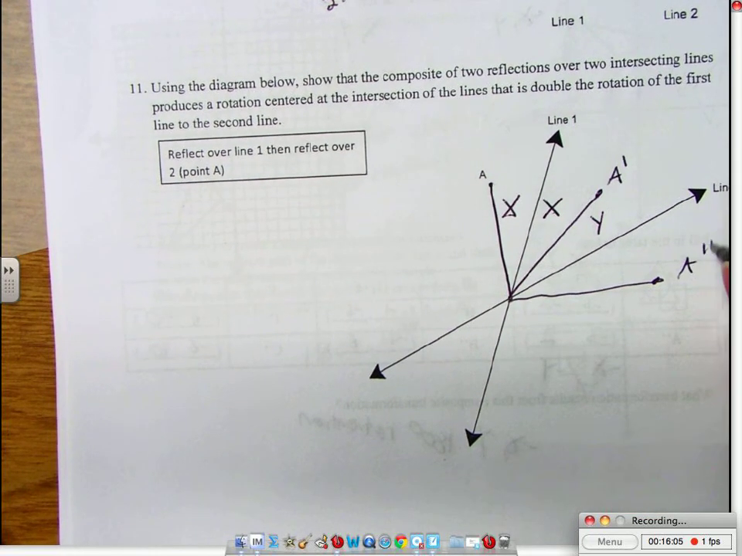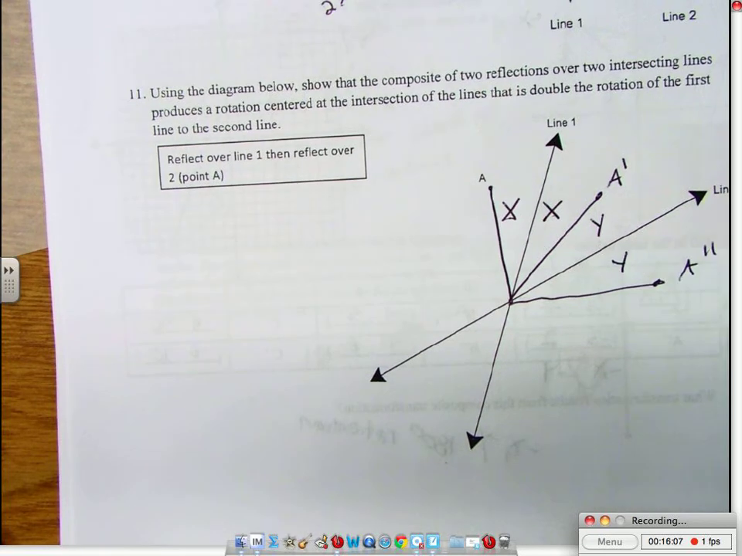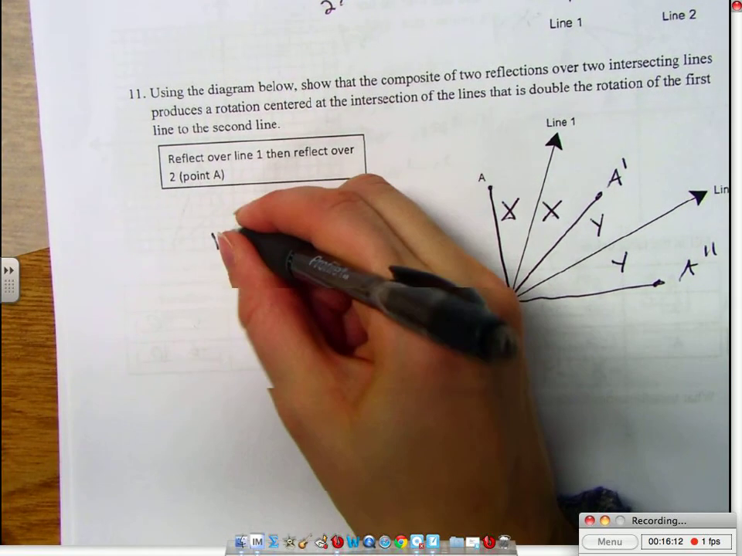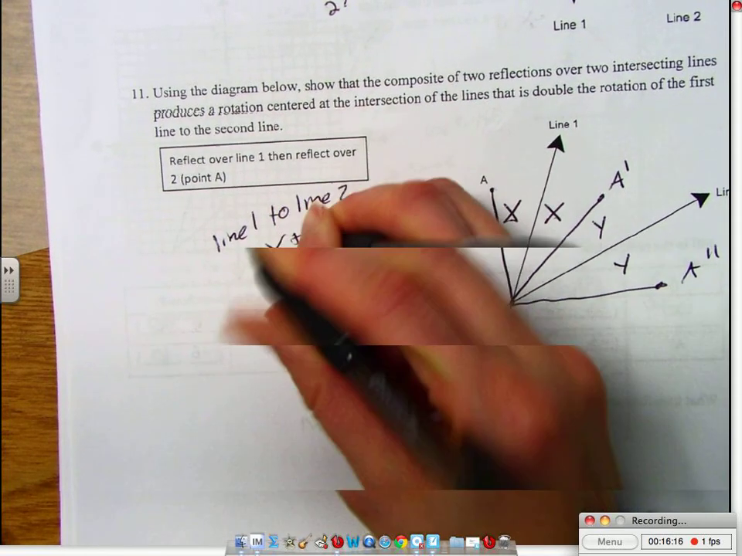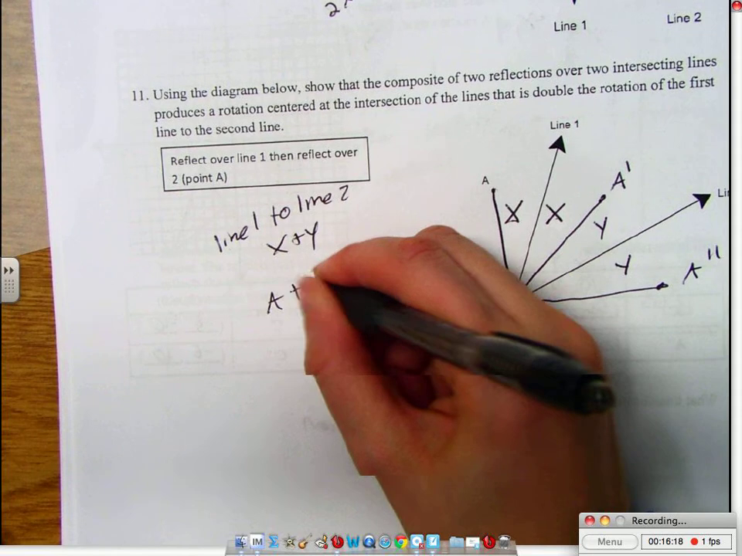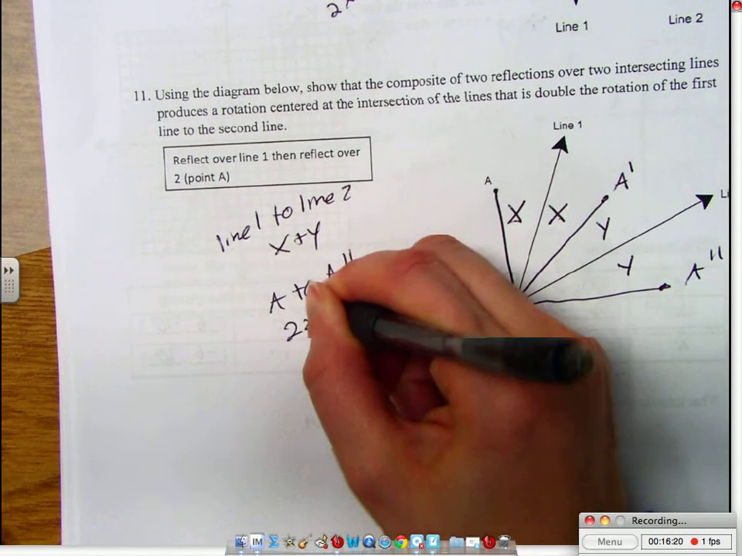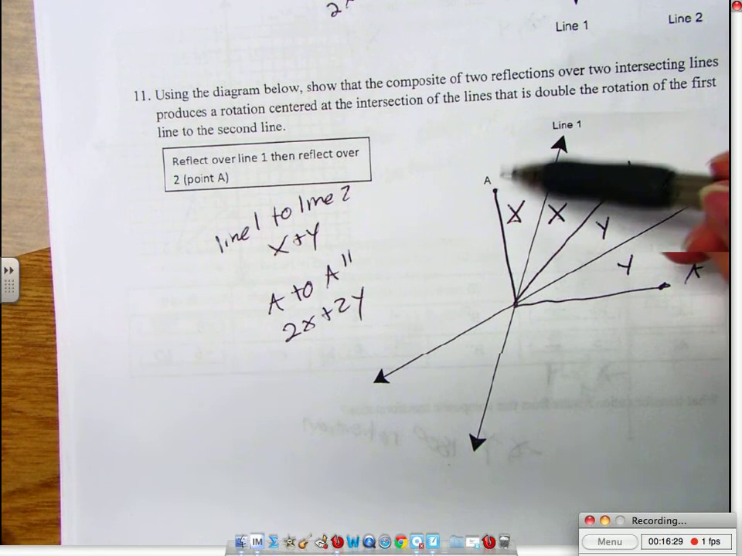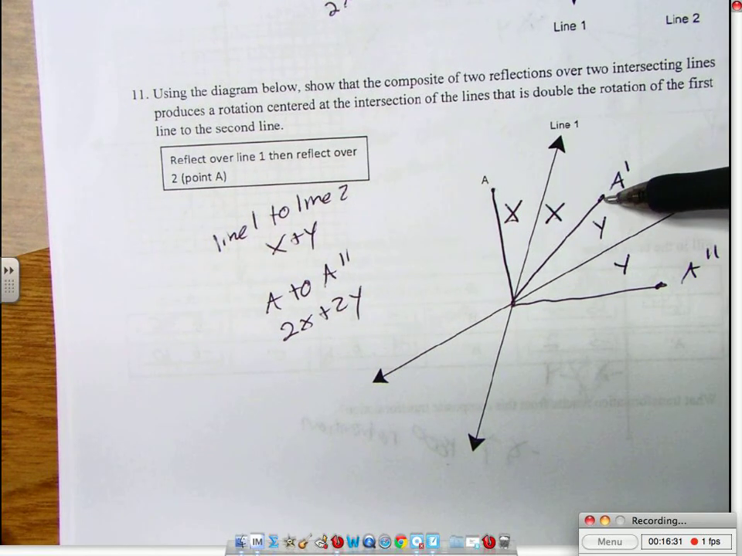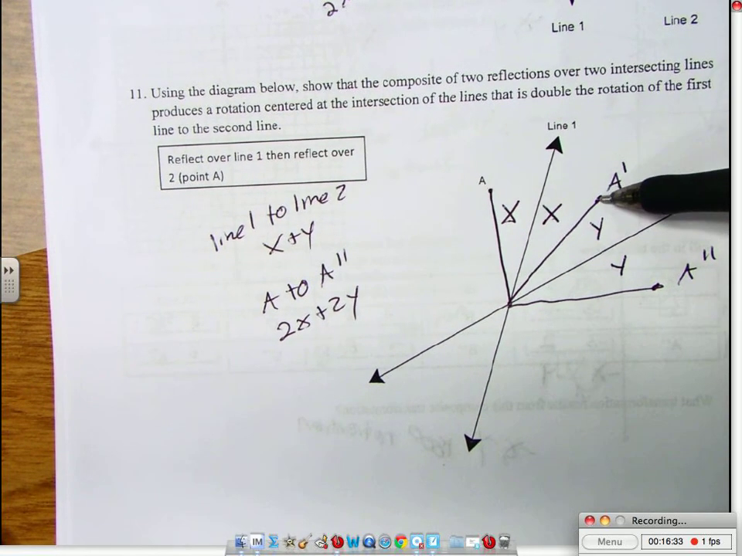Okay. What else do I need? Line 1 to line 2 is what? X plus Y. A to A double prime is what? 2X plus 2Y, yeah. Beautiful. Questions about this one? Remember to bring A over line 1 and then A prime or A image over line 2.